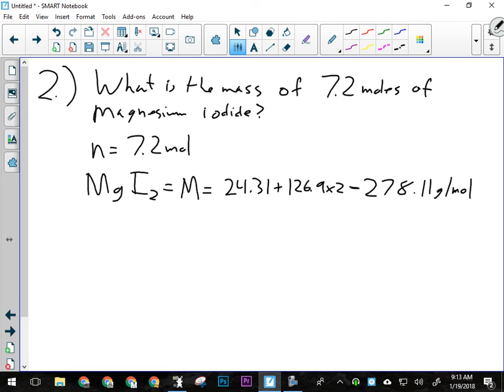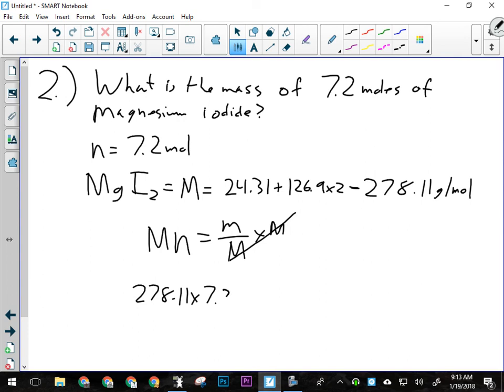So I have n and I have big M. n equals little m over big M. I'm trying to find little m. What do I do with big M? Multiply both sides by it. So there's my formula: little m equals big M times n, which is 278.11 times 7.2 moles, and that'll give us our mass.